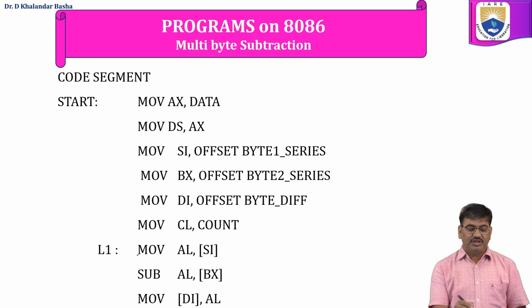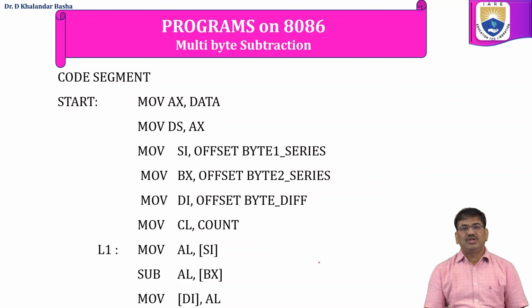SEGMENT is the directive which is used for the start of a segment. As it corresponds to the code segment, we precede it with CODE. Next, the start of the program with the label START. First, we load the address assigned by the assembler for the data segment into the data segment register. MOV AX, DATA followed by MOV DS, AX.